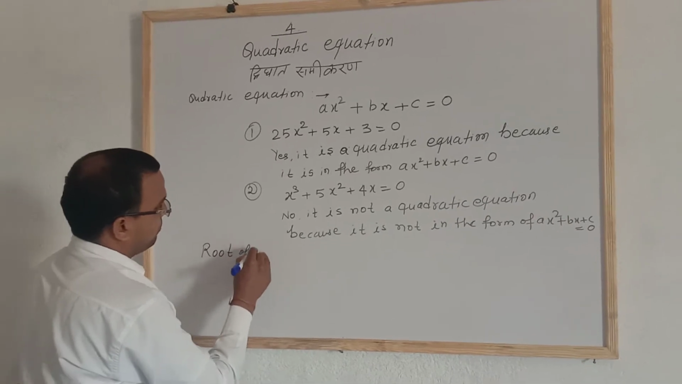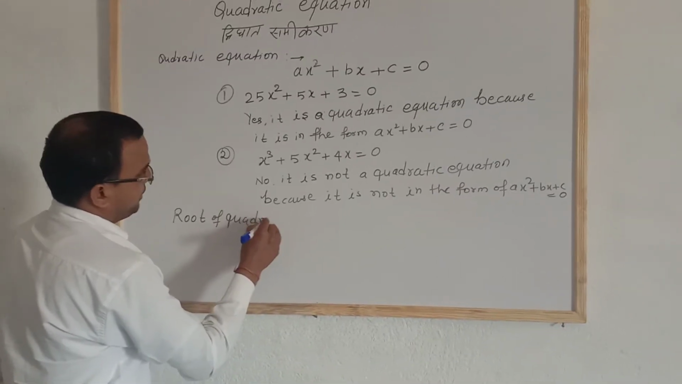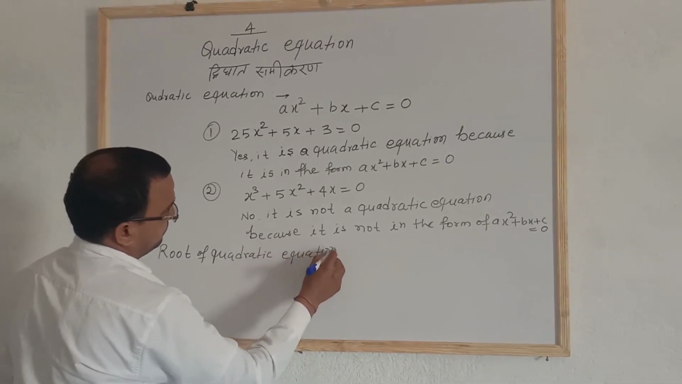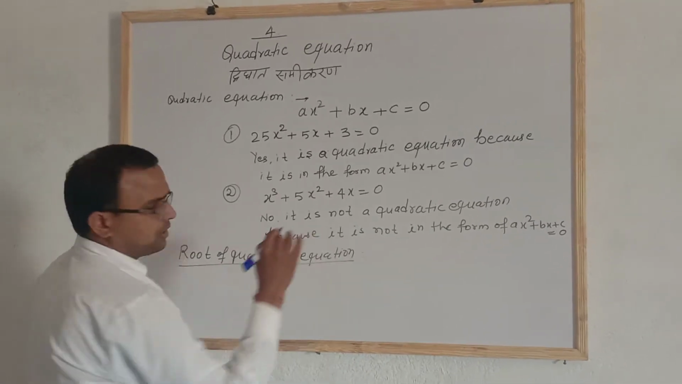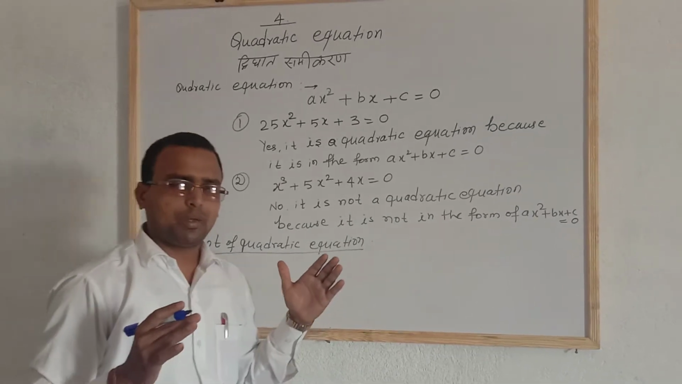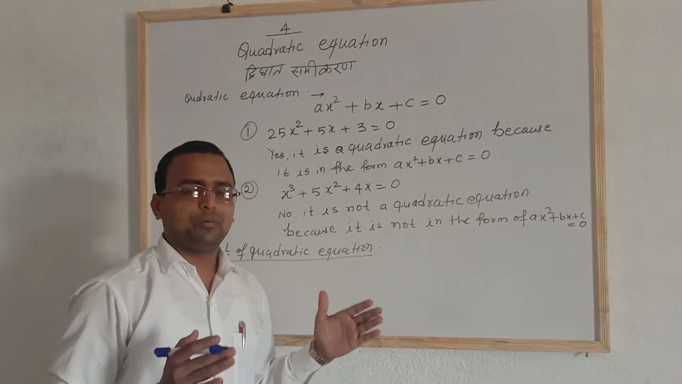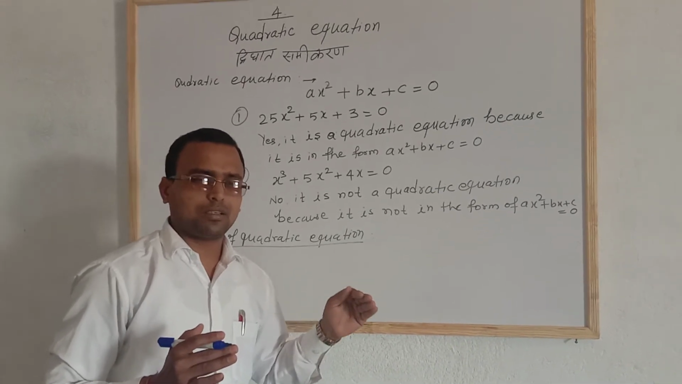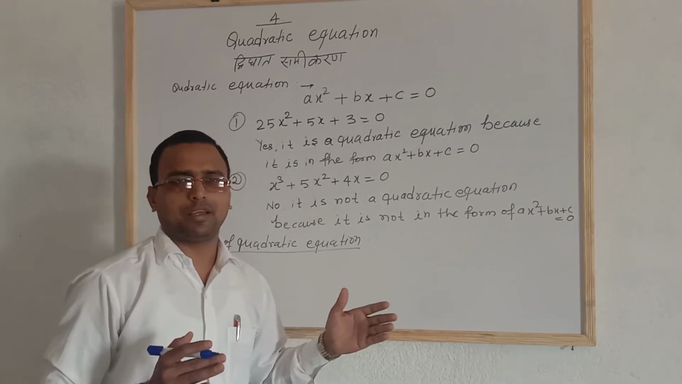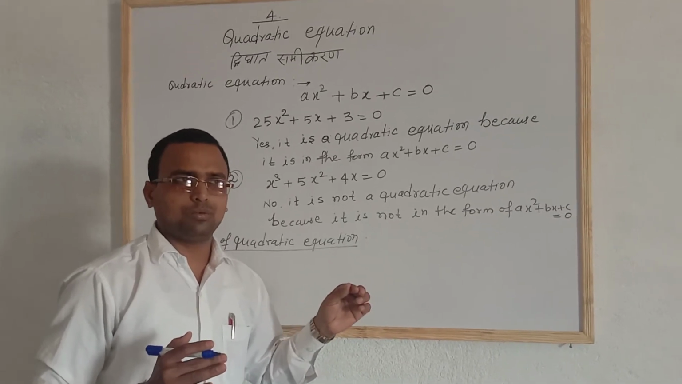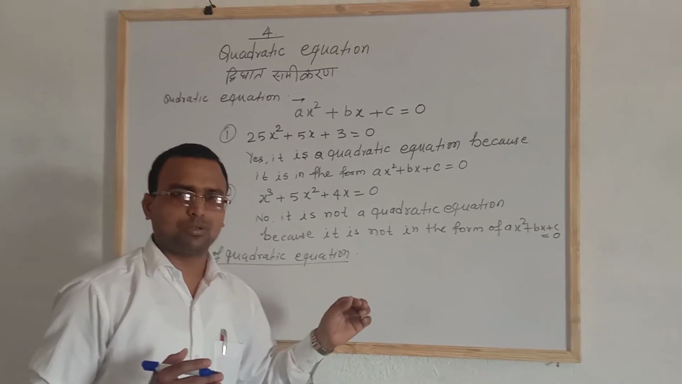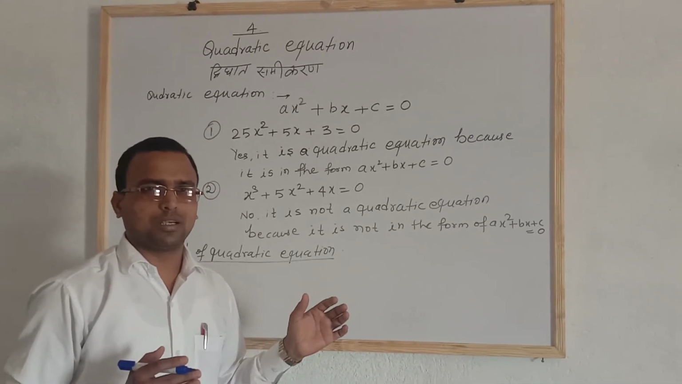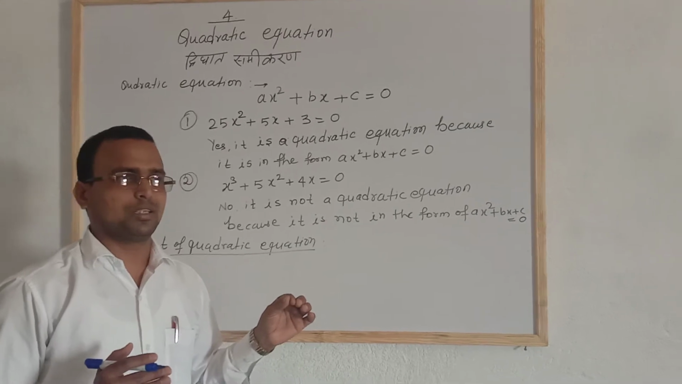Now we will study about the root of quadratic equation. A root means the value of variable which satisfies the equation. It means x या y जो वेरिएबल है उसका वैल्यू पुट करने पर वो उस समीकरण को संतुष्ट कर दे, फुलफिल कर दे, तो वो उसका रूट कहलाता है. रूट इट मीन्स हल कहलाता है.